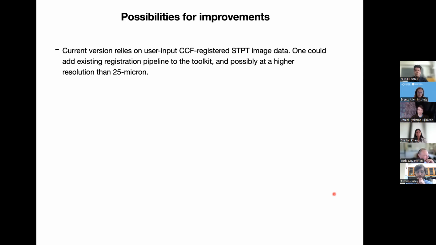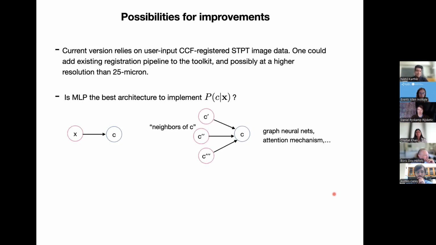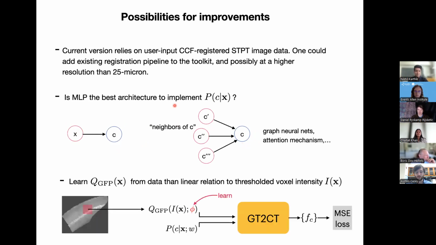Is the MLP, the multilayer perceptron, the best architecture for learning the multi-cell probabilities? We don't know. It works. It makes the approach mathematically kosher. But one could think of generalizing the conditioning of the cell types on X, CCF locations, to a conditioning of the cell types on the neighbors of CCF. Once you do that, all kinds of neural network architectures come in, like graph neural networks, attention mechanisms, and so on, something for the future.